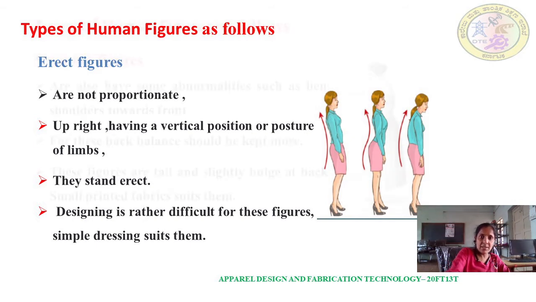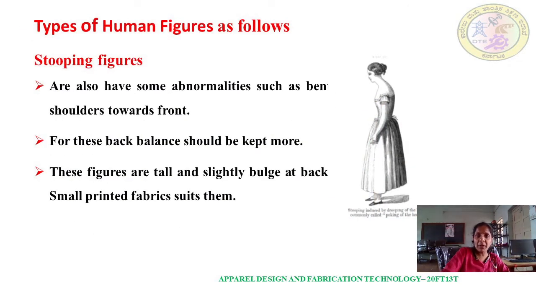And the next one is the stooping figure. Here, stooping figures also have some abnormalities such as shoulders bent towards the front. Just see or observe this figure. The neck and shoulders are bent towards the front side. Okay, you can see this picture here.